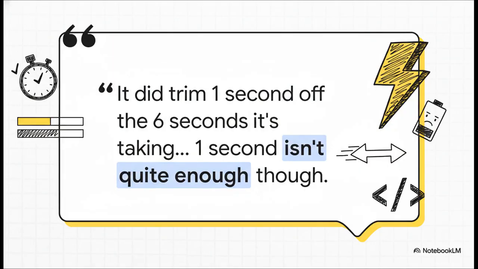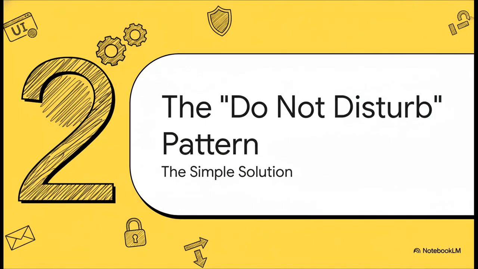And look, this isn't just some abstract idea. A developer, Jerry Dodge, tried a basic fix. And sure, it helped a little. But shaving 1 second off a 6-second wait, that's not the game changer we need for that snappy, native-like feel. We need something way more powerful. And that brings us to the solution. I like to call it the do not disturb pattern. It's incredibly simple to use, but the impact is absolutely massive.